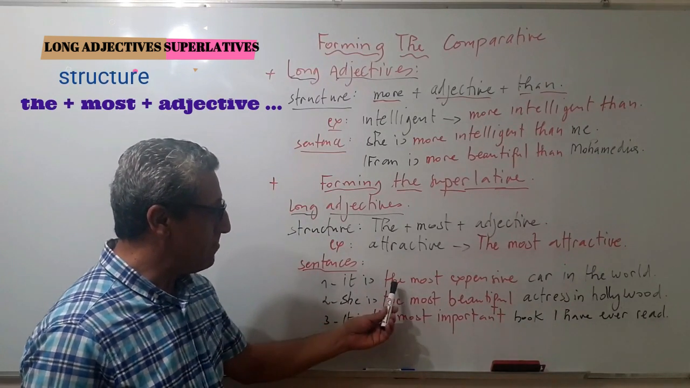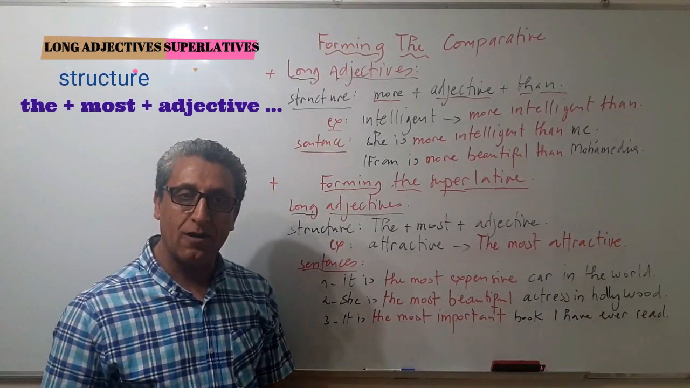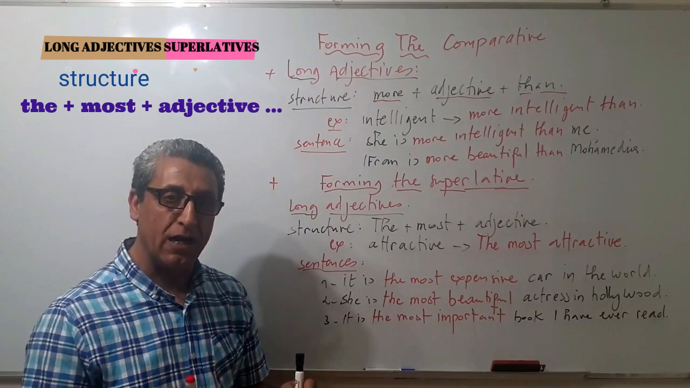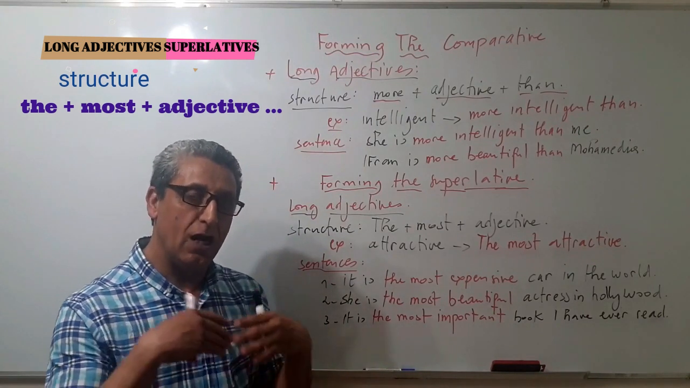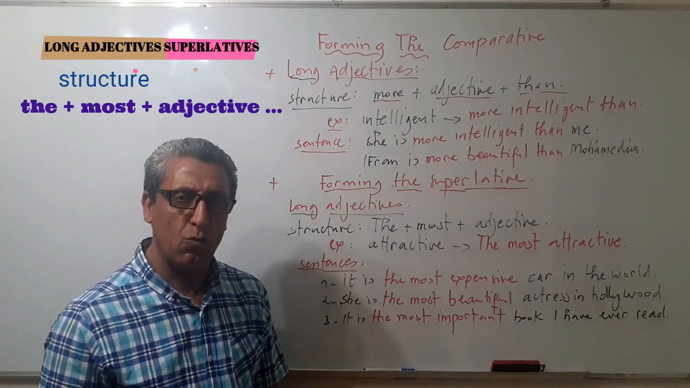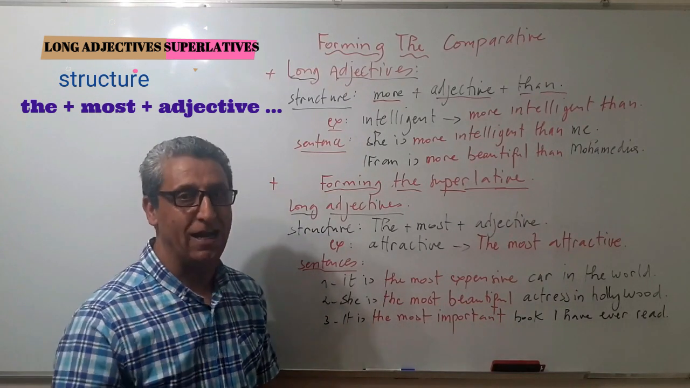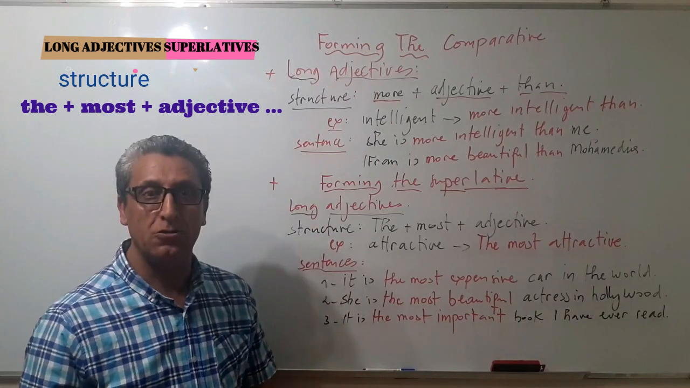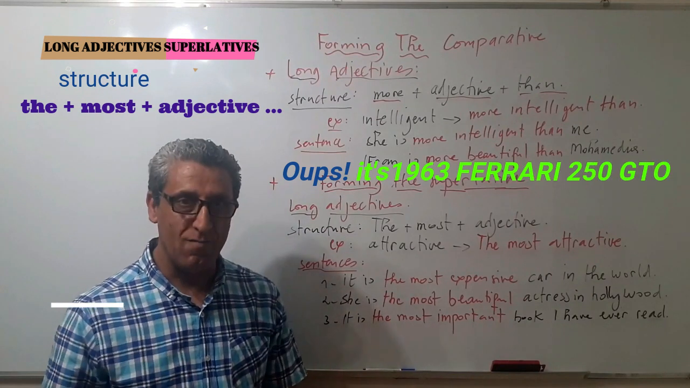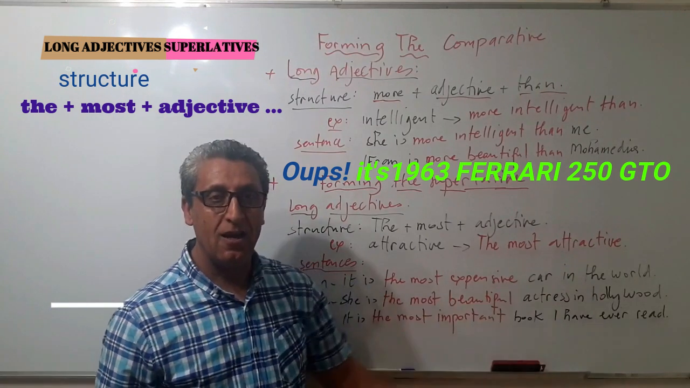It is the most expensive car in the world. Here I'm talking about a car. I'm comparing a car to a group of other cars. What do you think? What car am I talking about? So what is the most expensive car in the world? Yeah, you're right. It's a Lamborghini. It's the most expensive car in the world. Expensive means costs a lot of money. So it is the most expensive car in the world.